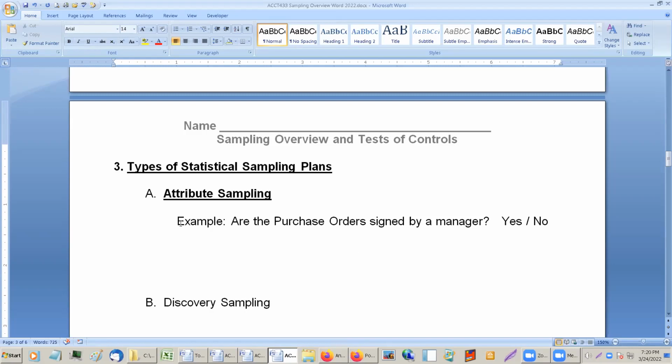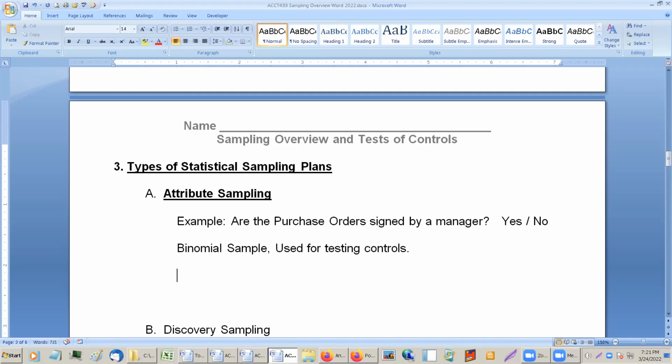It either is or it isn't. So these are called binomial samples. And these are generally used for testing controls. Not used for dollar amounts.